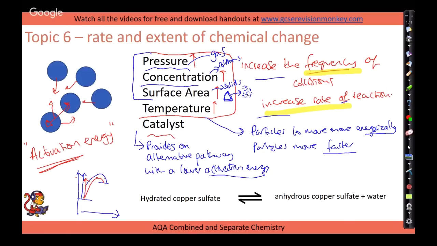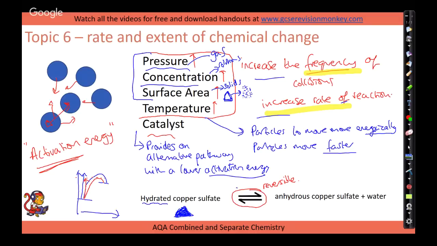Also in this topic is reversible reactions. This here is the symbol for a reaction that is reversible. This is a key one that you have to know: hydrated copper sulfate. The clue here is hydrated, it's already got water in it. This starts off as a blue powder. Water is normally associated with the colour blue, so that starts off blue.